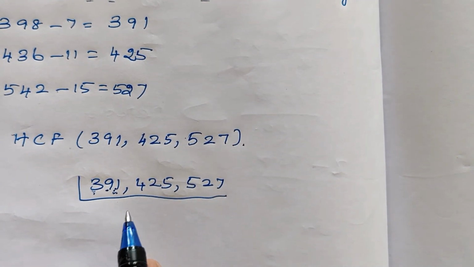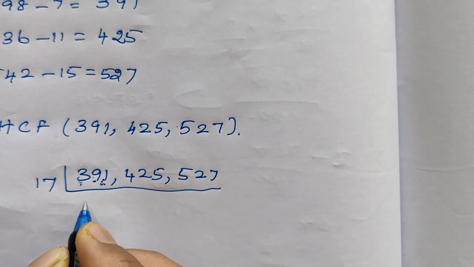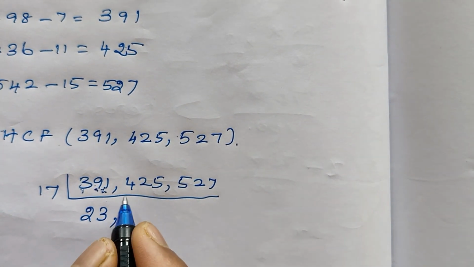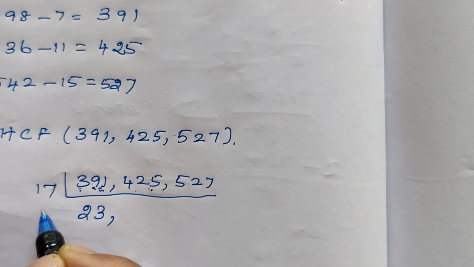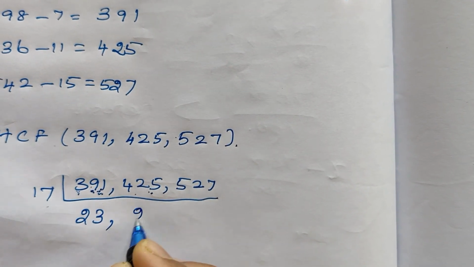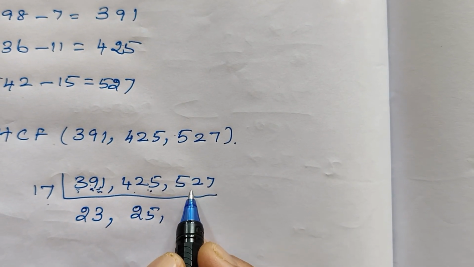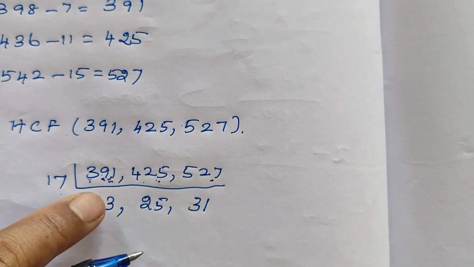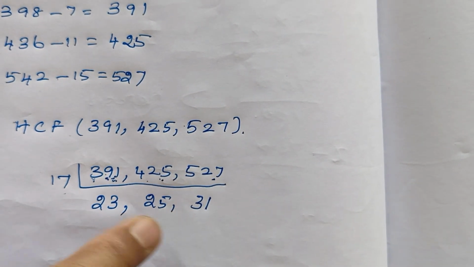Then go to 17. Here, 2 times 17 are 34, then 51, therefore 3, 23. Then next it goes for 5. 5 means 17 times 5 happens to give 425, the nearest one, therefore it is 25. Next, 527 you have to calculate, then 17 times 31. So 23, 25, 31 are co-prime numbers, the common number is 1 only, therefore 17 is the HCF.